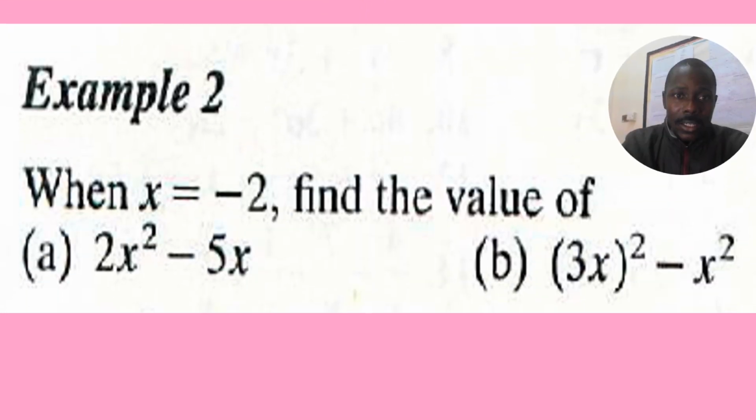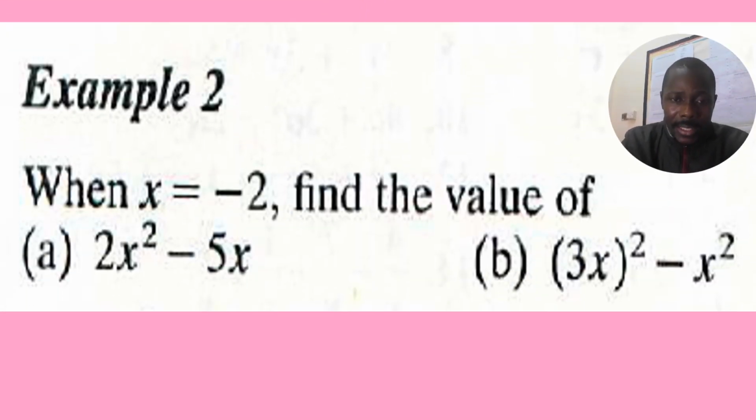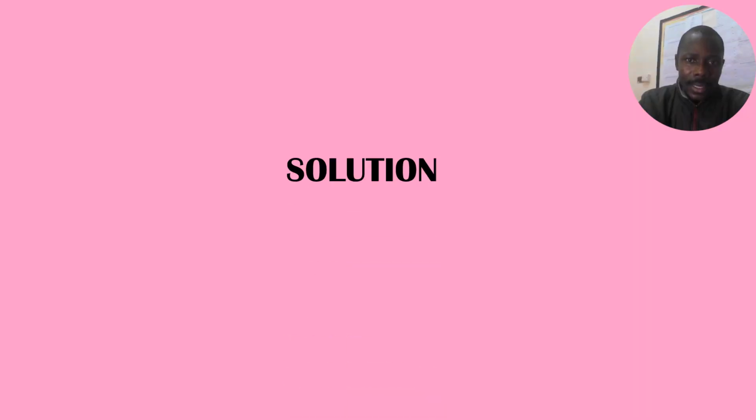Okay, so let's go to example 2. When x is equal to negative 2, find the value of the following. Now you can see here we've been given x only. So when x is equal to negative 2, find the value of a, 2x squared minus 5x. b, in brackets, 3x squared minus x squared. Right. So really, let's jump into another slide and see the meanings of these expressions and really give them what we ought to give them. Okay, so solution.